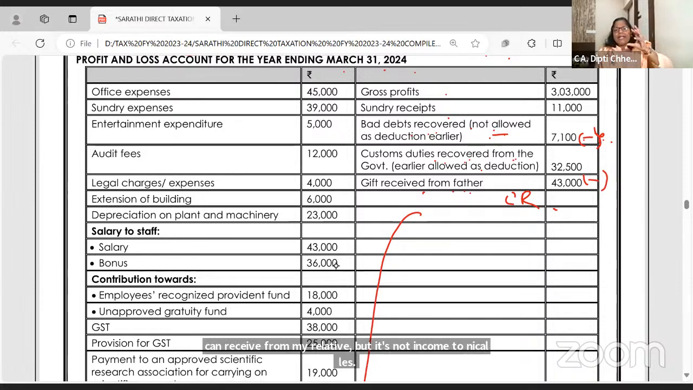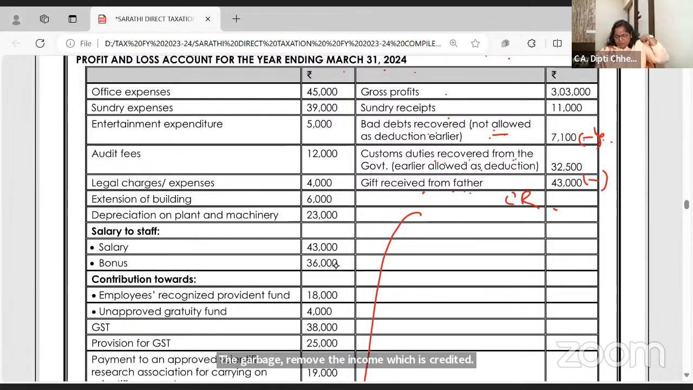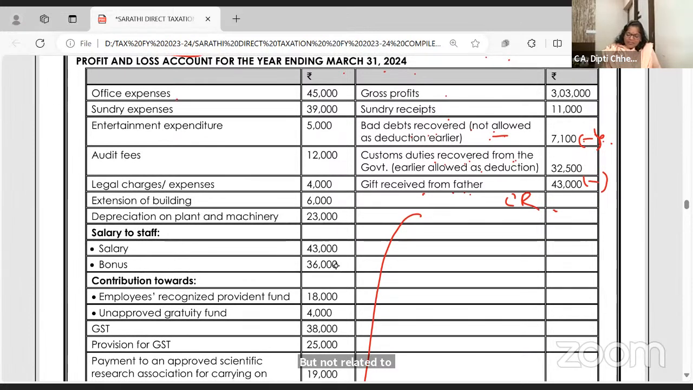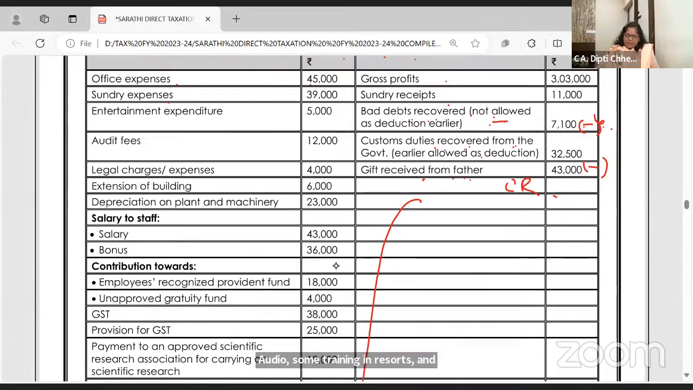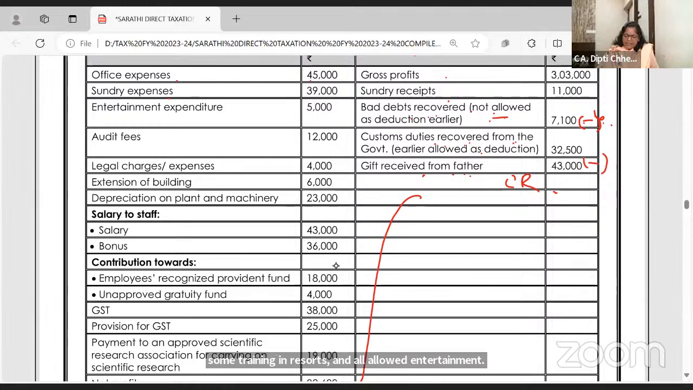Garbage. Remove the income which is credited but not related to business. Is my explanation clear? Office expenses, they have debited, allowed also, nothing to do. Sundry expense, allowed. Entertainment expenses, your clients and all, you take them out for lunch or you host some training in resorts and all, allowed. Entertainment. Audit fees, allowed. Legal expense, allowed.